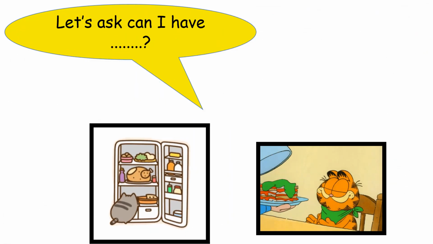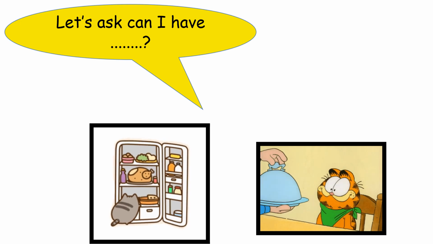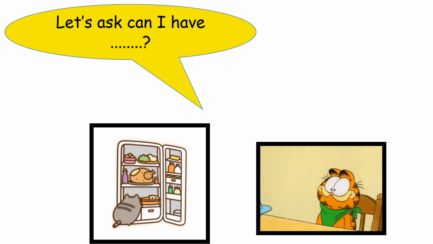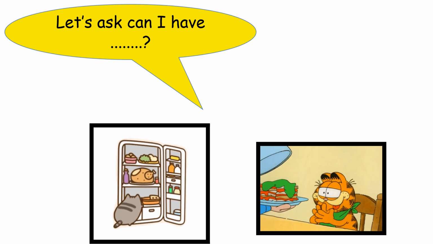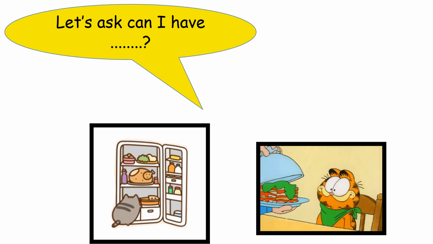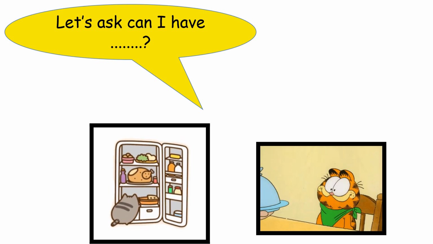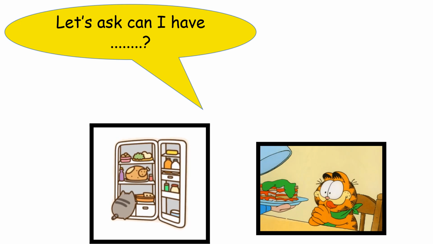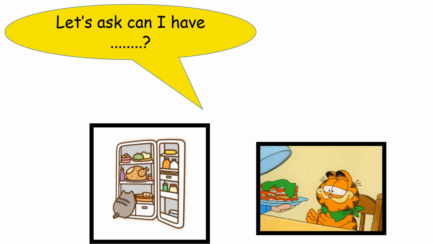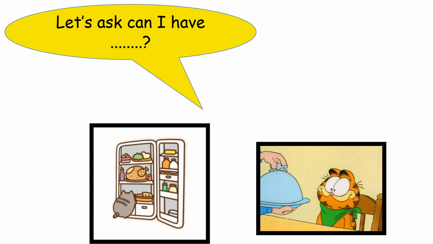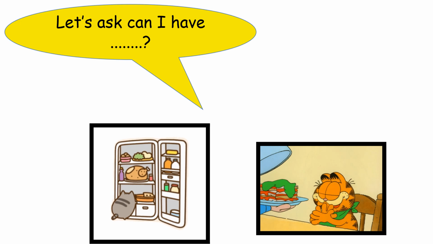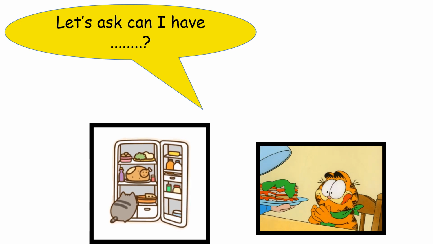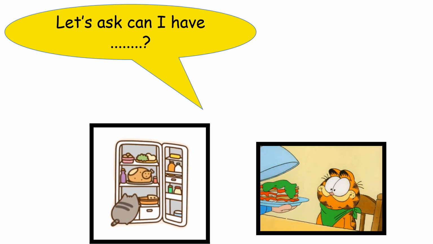Let's ask, can I have? Look at this fridge, please. Look at the pictures in the fridge. We have chicken, we have salad, we have water, we have orange juice. Can I have some chicken, please? Yes, here you are. Can I have salad, please? Yes, here you are. Can I have water, please? Yes, here you are, and so on.